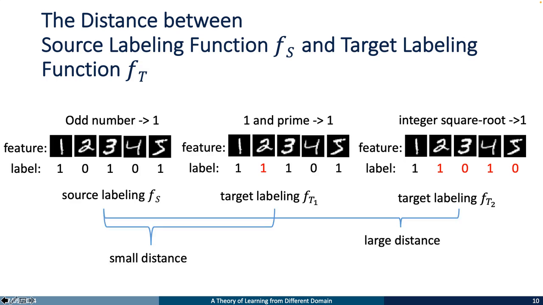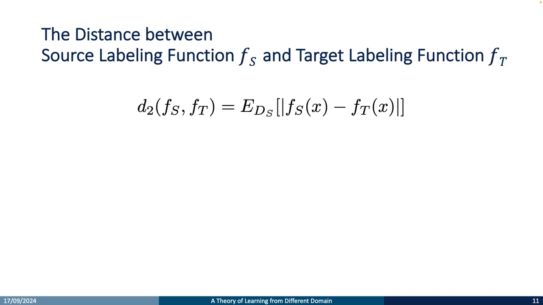The numbers with labels different from those in the source domain are highlighted in red. It is clear that the distance between fs and ft1 is much smaller than the distance between fs and ft2. However, the question remains, how can we quantify the distance between fs and ft? The distance function d2 is used to quantify the distance between fs and ft. Here, we provide examples to illustrate how this function works.